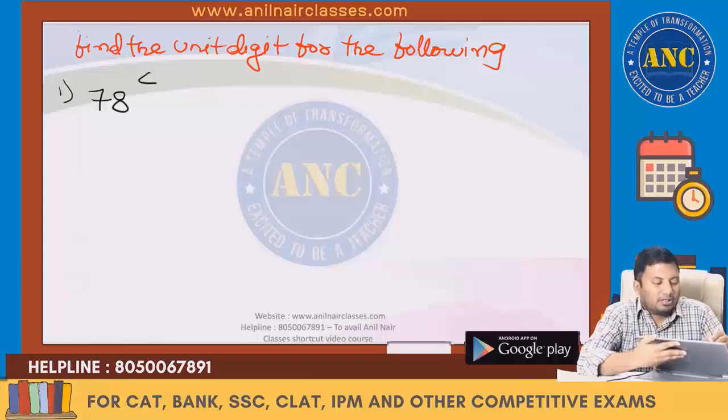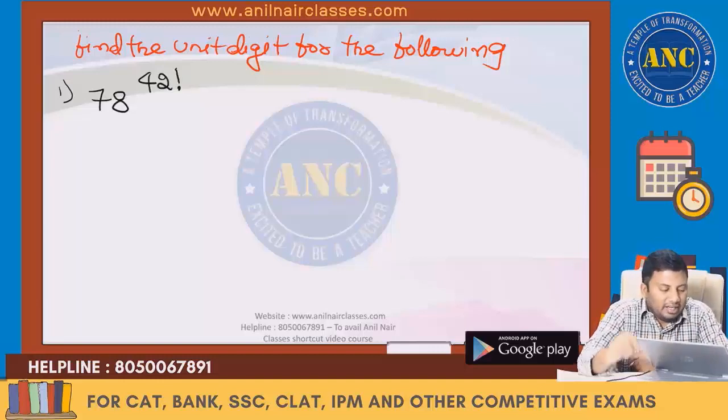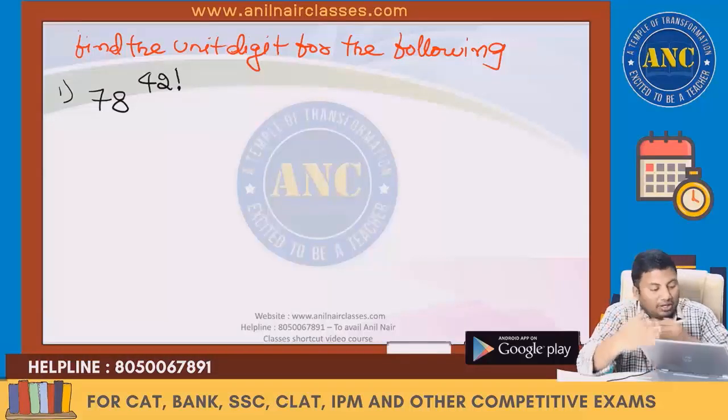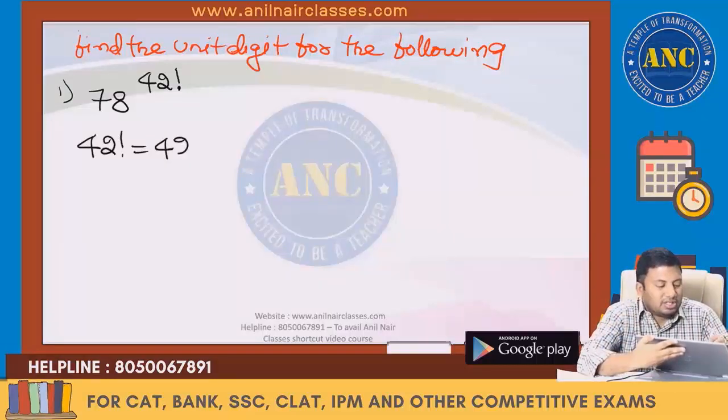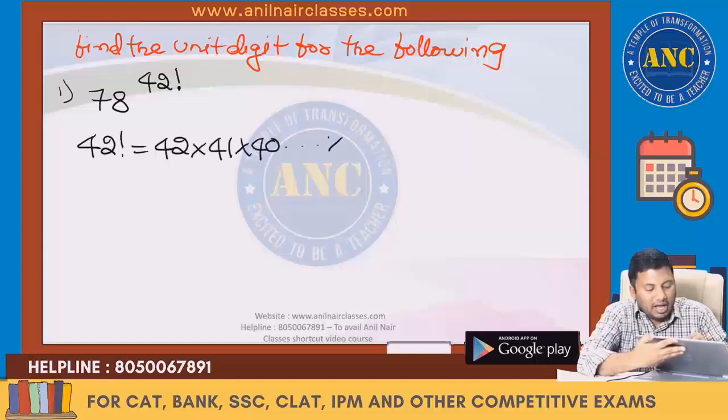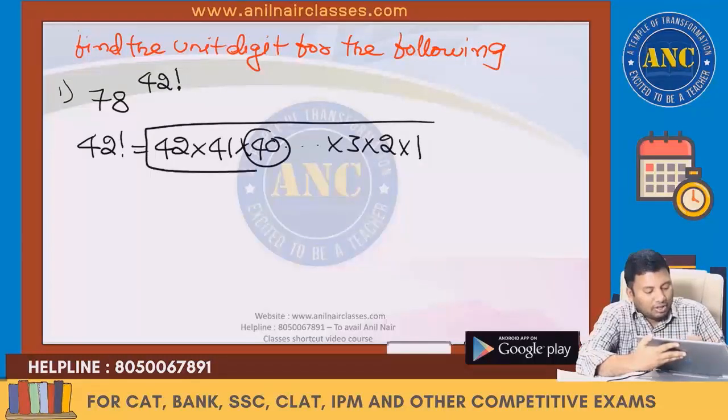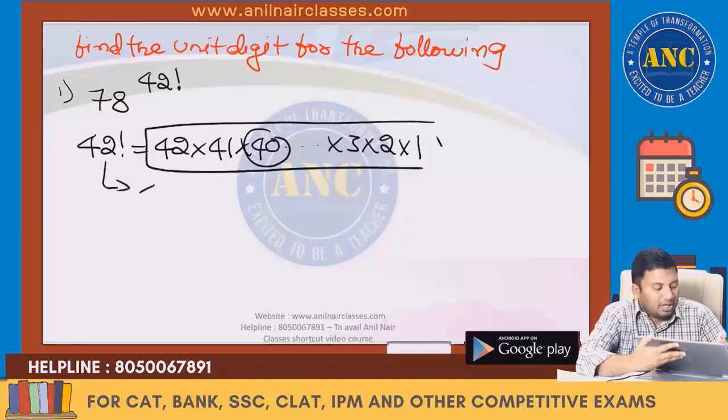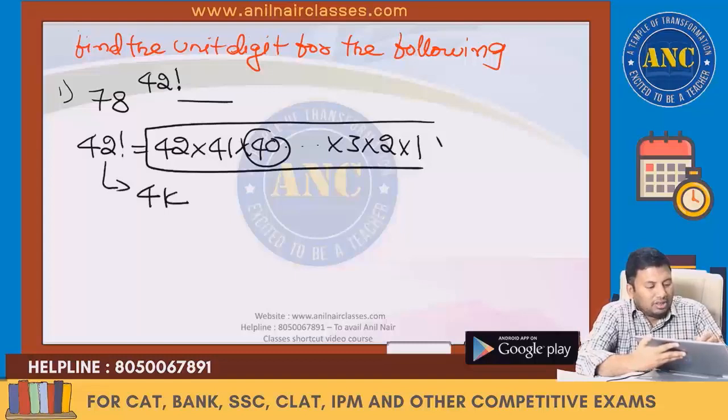78 power 42 factorial. This is nothing but 42 factorial, which is 42 into 41 into 40 and so on up to 3 into 2 into 1. This 40 is divisible by 4. So the entire number is divisible by 4. The unit digit of this number is 8 power 4k.